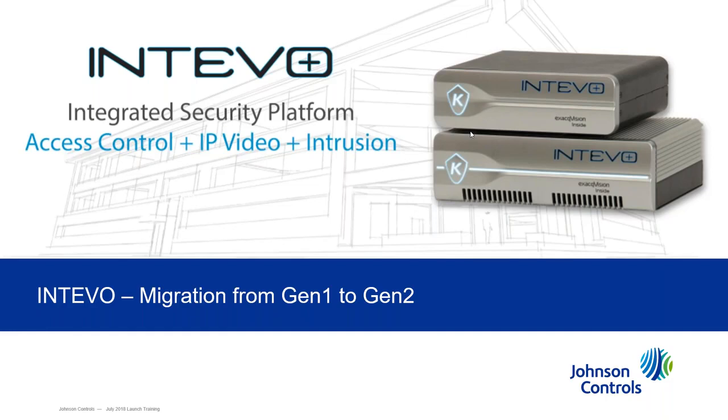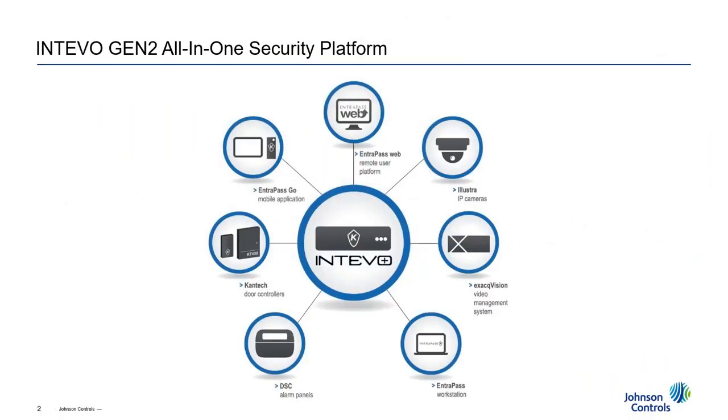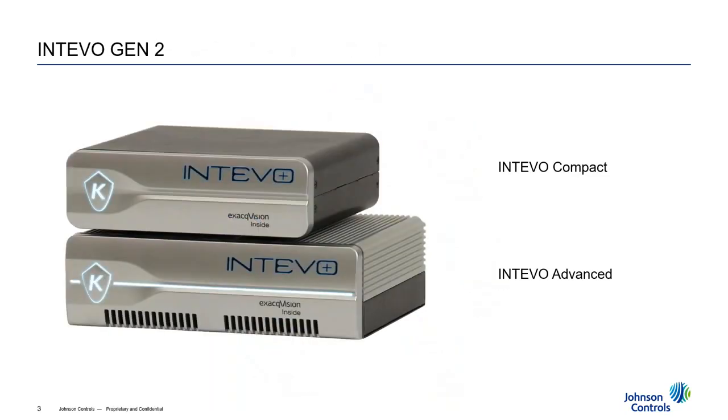Today we'll be talking about migrating INTEVO Generation 1 to INTEVO Generation 2. For those of you that are not familiar, the INTEVO is an all-in-one platform. It gives basically the Kantech Corporate Edition software and the Exact Vision software on the same computer. So the INTEVO, first and foremost, is a computer. It comes in two different form factors. You have the INTEVO Compact, which is a smaller unit, a little more lightweight, smaller scale for accessing video. And then you have the INTEVO Advanced.